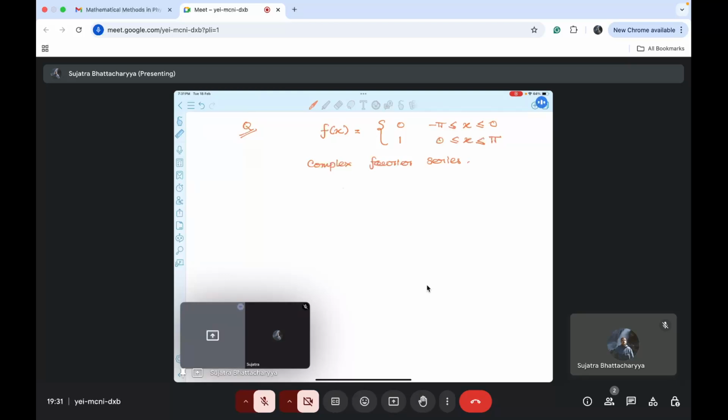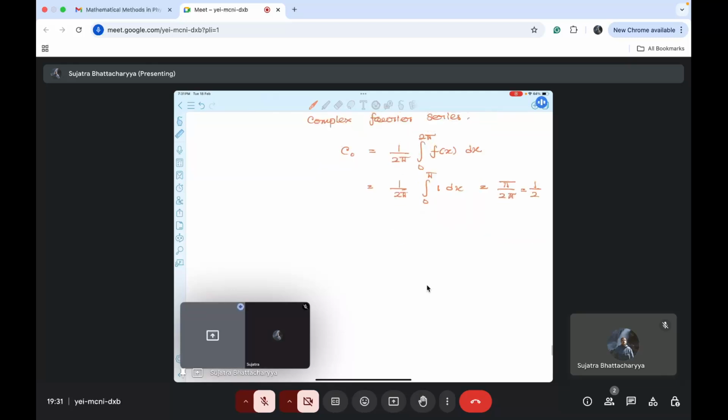For that it's easy. You first check what is C naught, which is 1 by 2 pi, integral of f(x) dx, so 0 to 2 pi f(x) dx, nothing else. So it will be 1 by 2 pi, 0 to pi, 1 dx. So it will be pi by 2 pi, which is equal to 1 by 2. So C naught is 1 by 2.